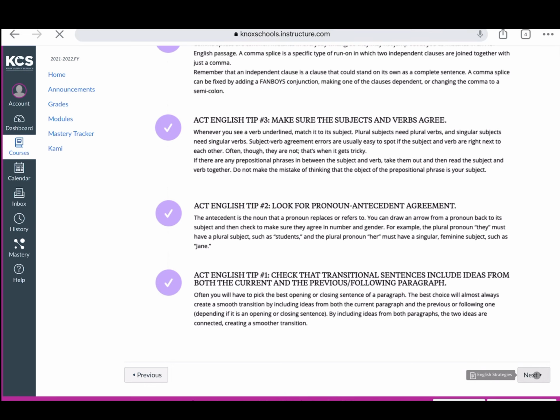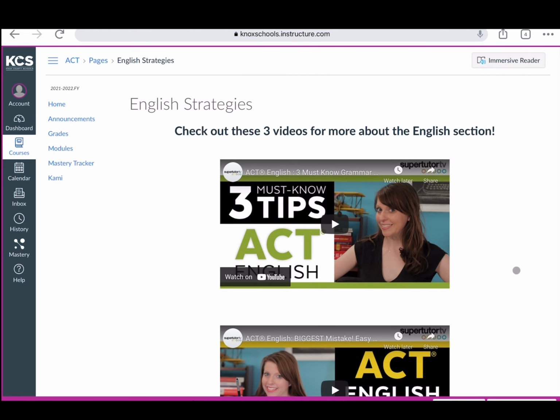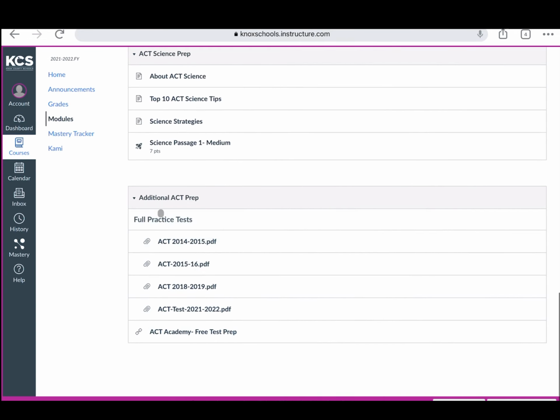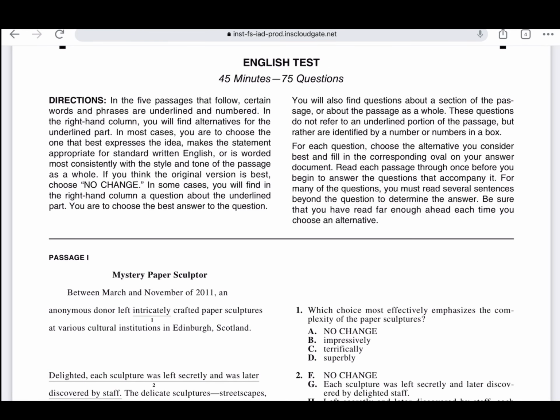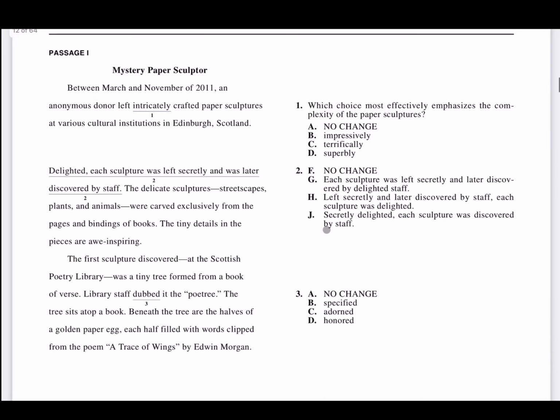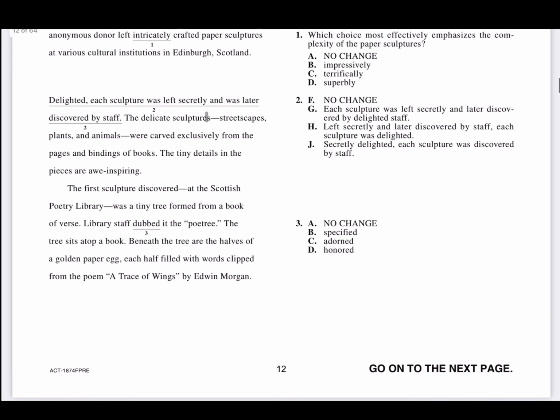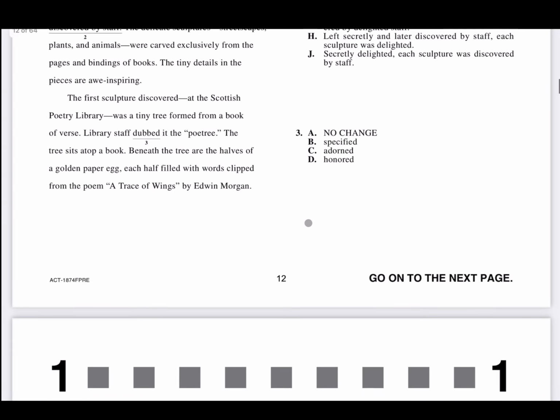Also on the ACT Canvas page, you will see that there are some videos about how to do well in the English section. At the bottom of the modules page, you will notice some additional full practice tests. I'm going to open the 2018-2019 test to show you a little bit what the English test looks like. So looking through this test, you can see that we do have some question stems here for number 1, but it's still relating to the passage. Question number 2, there's no question stem. Same thing for 3, which means you are going to the passage every single time.